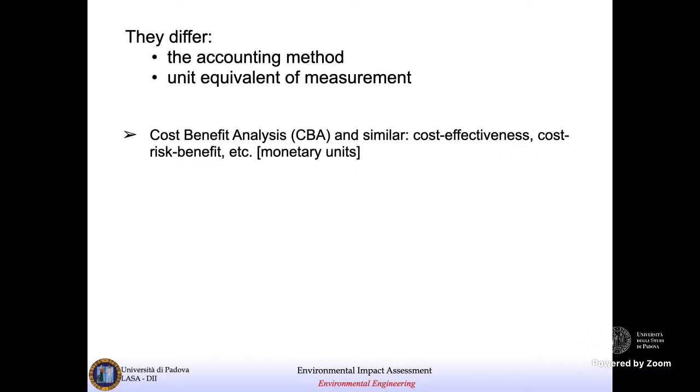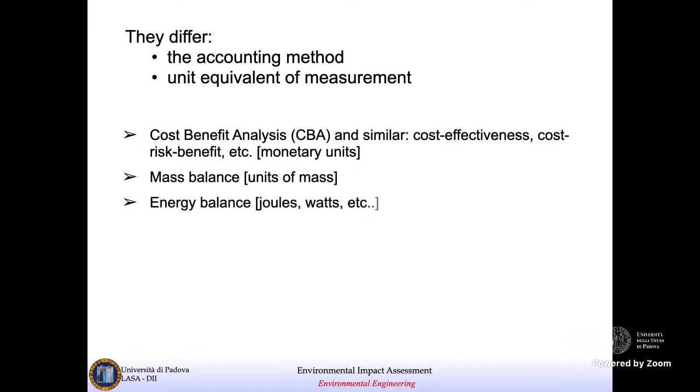Classically, the traditional accounting method, with so-called cost-benefit analysis and similar, starts from an evaluation of cost effectiveness, cost, risk, and benefit, and so on, in terms of monetary units. Another equivalent unit of measurement for the cost benefit may be mass balance.